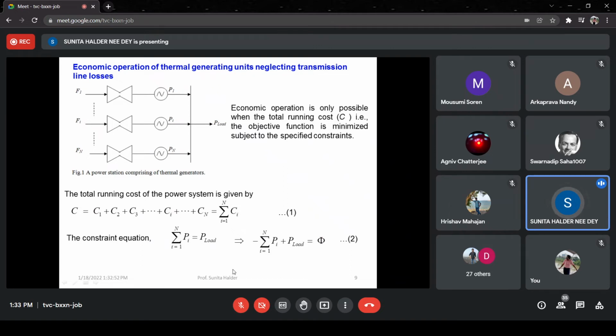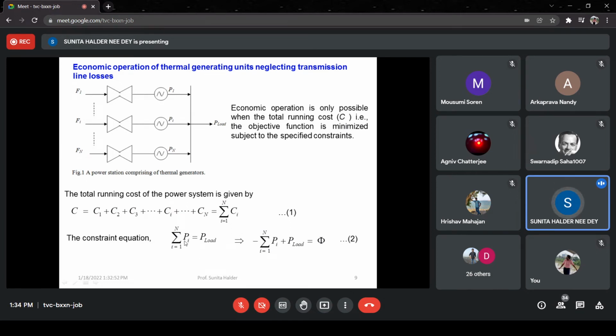Now, to find out the operation criteria, we need one optimization technique. To apply any optimization technique, it needs a constraint equation. If we use the classical method using the Lagrangian function, then from the equality constraint equation, we derive one equation making the right hand side 0.